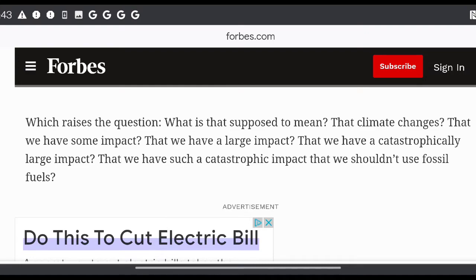And there are some obviously press companies, news companies that picked up on this and wrote articles. Here's a Forbes article here, which raises the question: what is that supposed to mean? This 97 thing, climate change, that we have some impact, that we have a large impact, that we have a catastrophically large impact, that we have such a catastrophic impact that we shouldn't use fossil fuels. I'm going to read on.